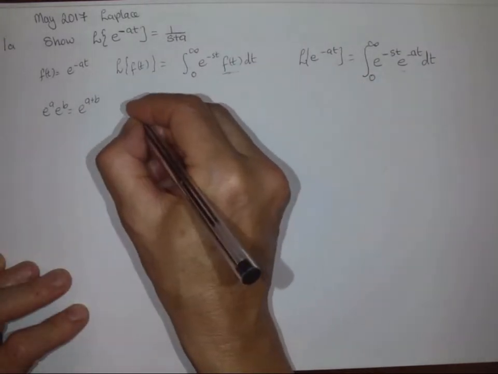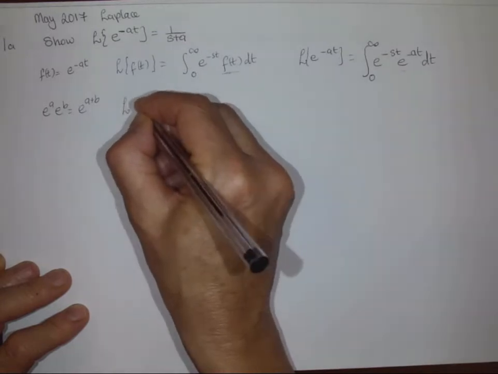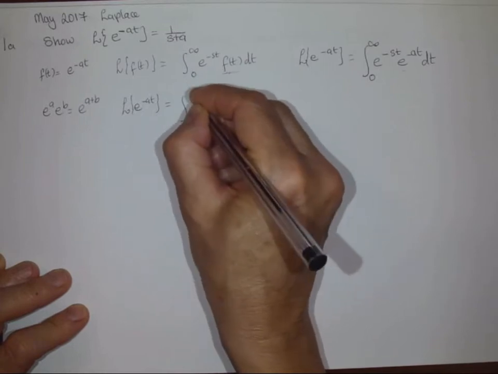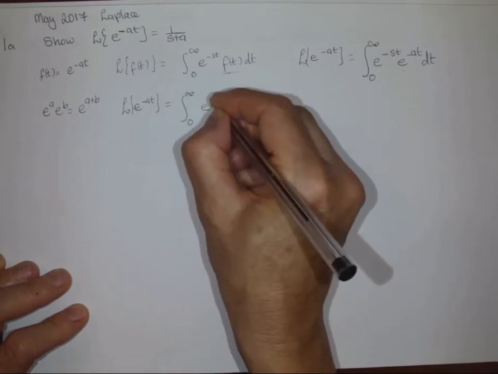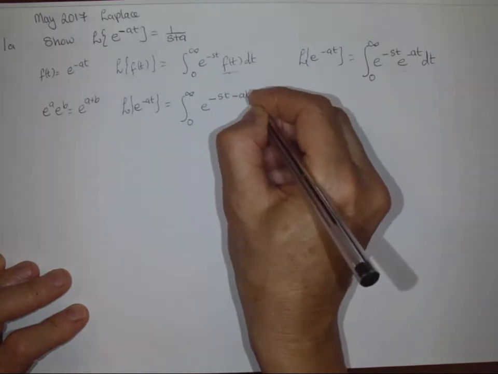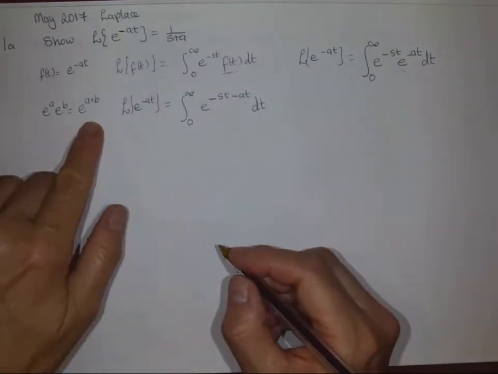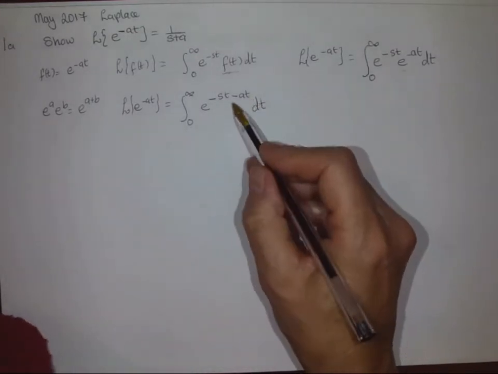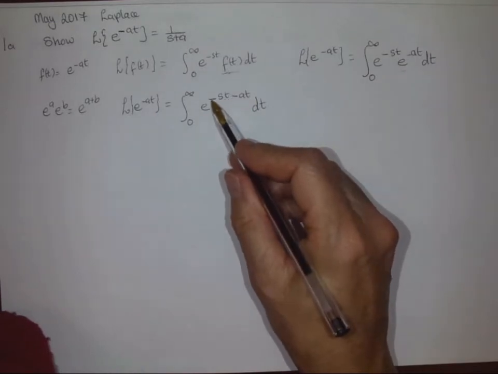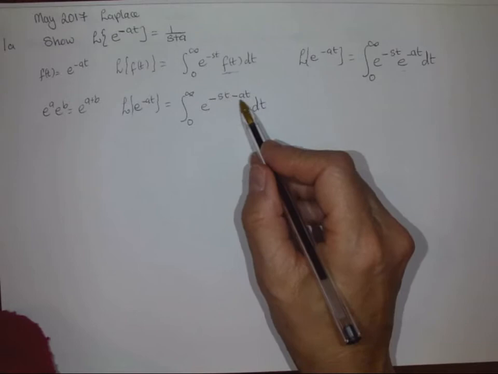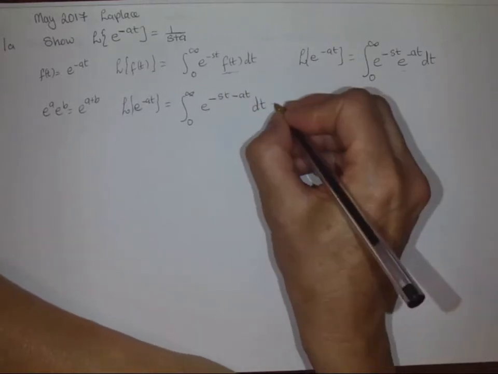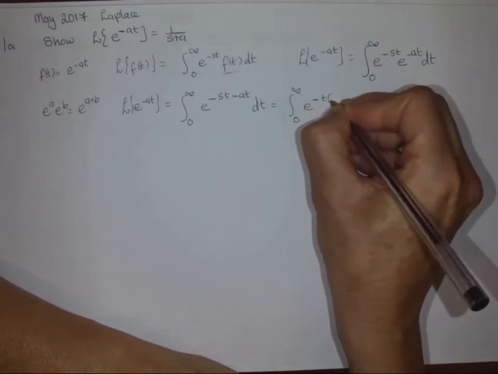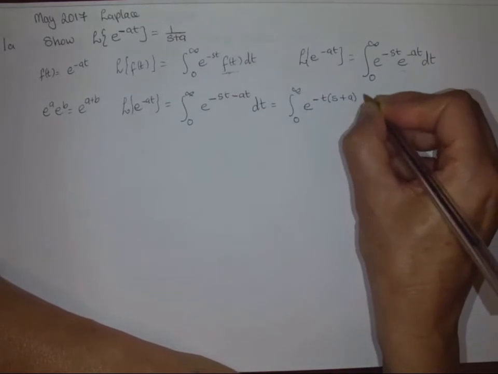So the Laplace transform of e to the minus at can now become the integration between 0 and infinity of e to the minus st minus at dt. We've just put them together, like here. But it still looks a wee bit weird. We have to integrate this with respect to t. So we could take minus t out as a common factor and tidy this top part up, and it will make it easier to integrate. So it's the integration between 0 and infinity of e to the minus t times s plus a dt.